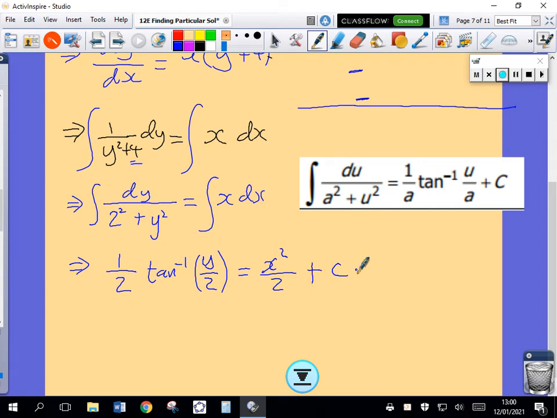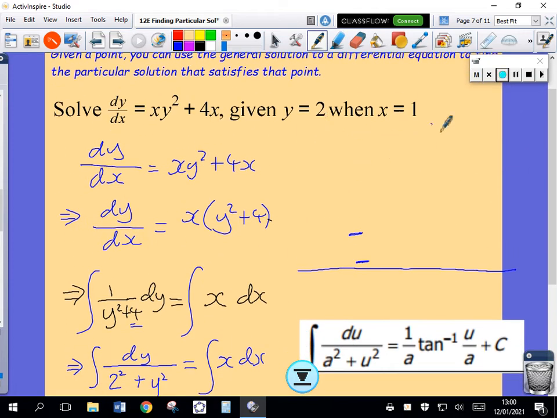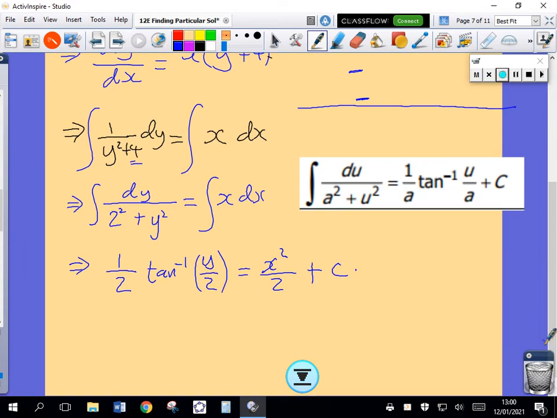Okay, so that's what we're looking at so far. That's kind of my general solution, if you like. At this stage, I'm going to address my conditions on my variables. So at this stage, I'm just going to address the fact that y is equal to 2 when x is equal to 1. So I'm going to address that fact now. So I'm going to say we're told that y has to equal 2 when x is equal to 1.